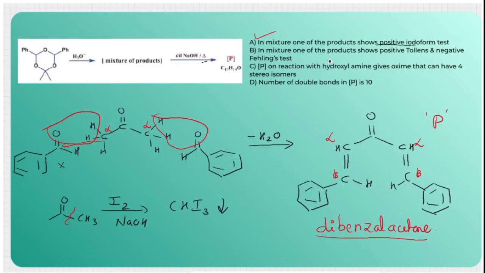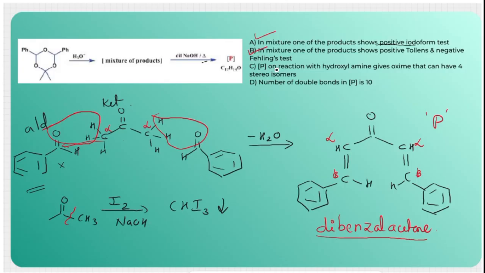Option B, in the mixture, one of the products shows a positive Tollens and negative Fehling's test. So observe here, one is an aldehyde, the other one is a ketone. So they can be distinguished by both the Tollens as well as Fehling's test. However, one of them is giving both positive Tollens and negative Fehling. Which is that molecule? It is benzaldehyde. Benzaldehyde is an aldehyde, therefore it's going to give the positive Tollens test. Because it is an aromatic aldehyde, it's going to give the negative Fehling's test. Therefore, this is also a correct statement.